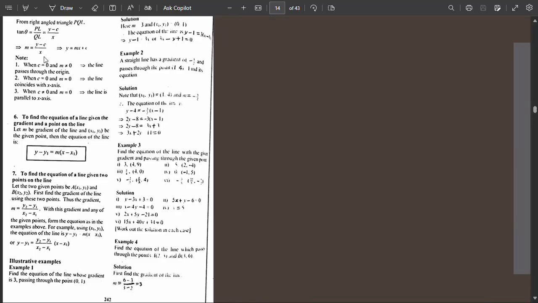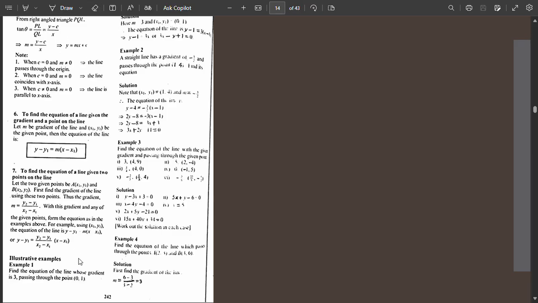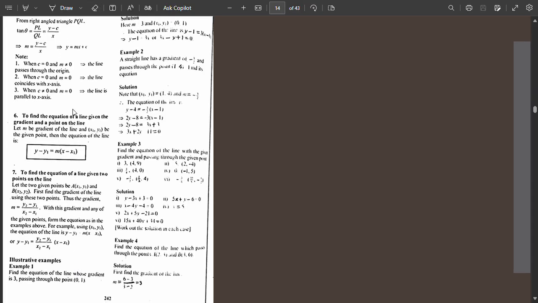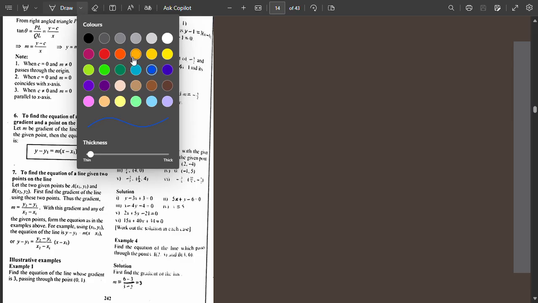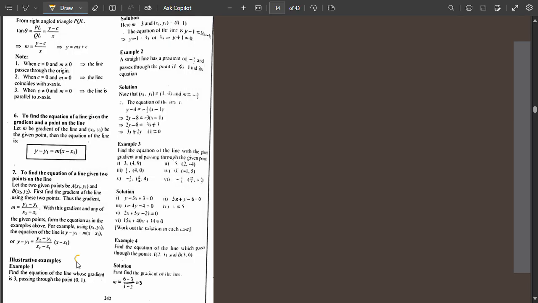Right, so let's start by solving some examples. In example 1, find the equation of a line whose gradient is 3 passing through the point (0, 1). So this is, I think, case 7, where you are given the gradient and you are given a point. So we have the gradient of this line.